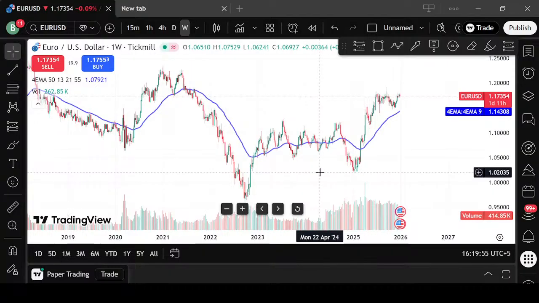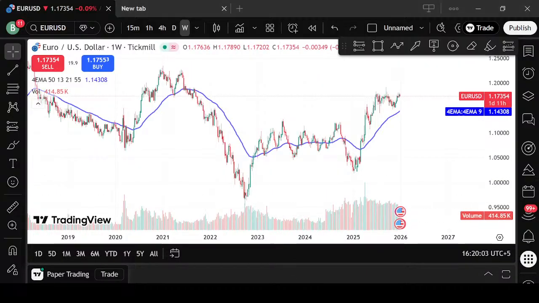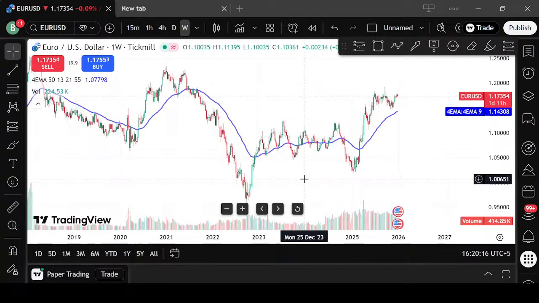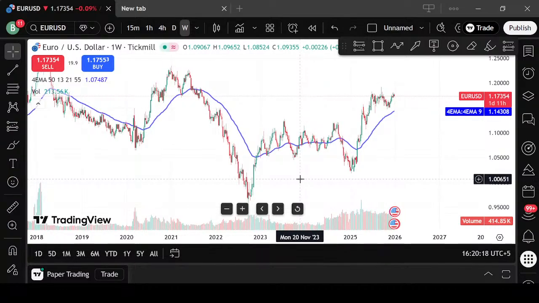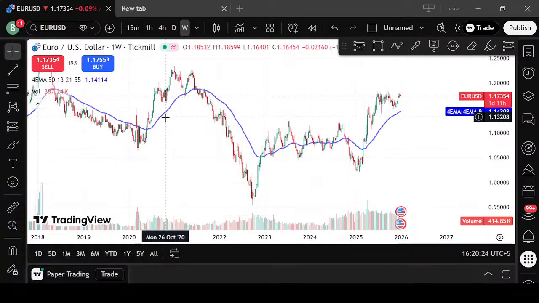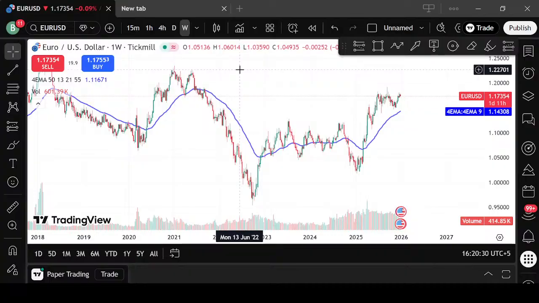Okay, so let me make one thing clear: I am going to use only two pairs. The first one is BTC USDT and the second one is Euro USD. Euro USD is my favorite pair because it gives you more clarity to find patterns and all of these kinds of things. Okay, so what we will do here, first of all, let's mark the support and resistance.